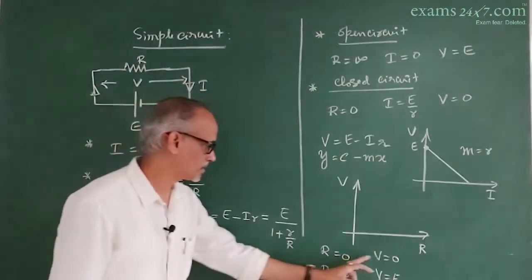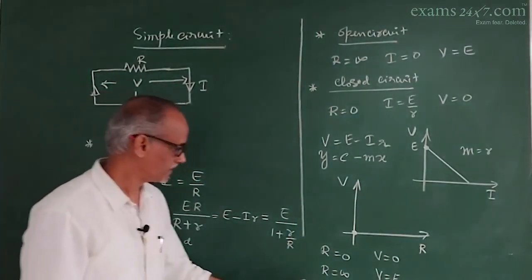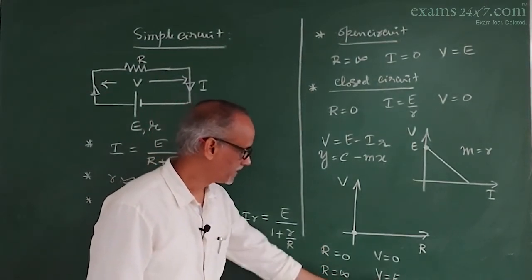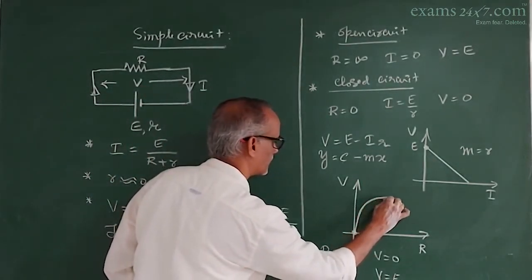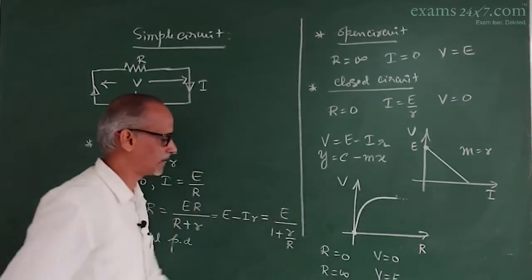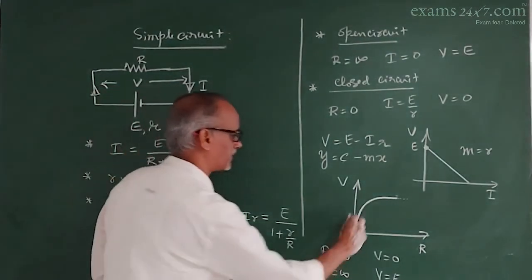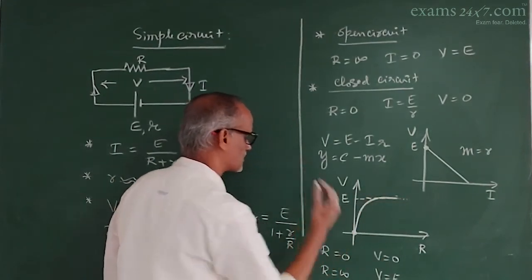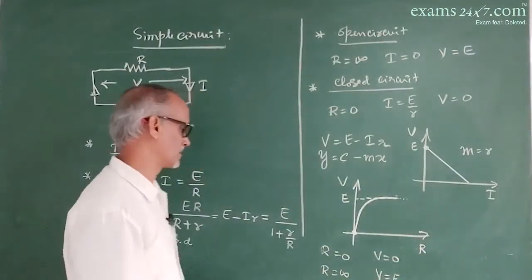So therefore, when R is 0, V is 0, and the graph starts from the origin. And then as R increases, or as R tends to infinity, V tends to E. So this is the kind of graph that we get. It becomes parallel to the R axis because R is infinity. So we get a parallel curve, and then here this is the value where V becomes equal to E. So this is the variation of the terminal potential difference with the external resistance.